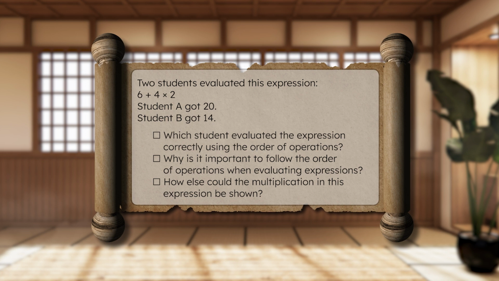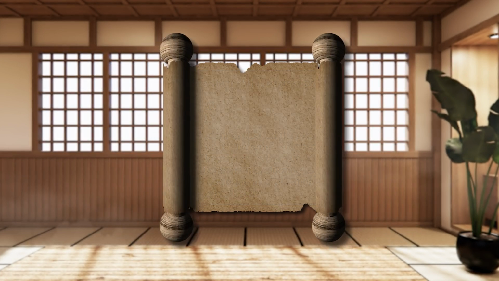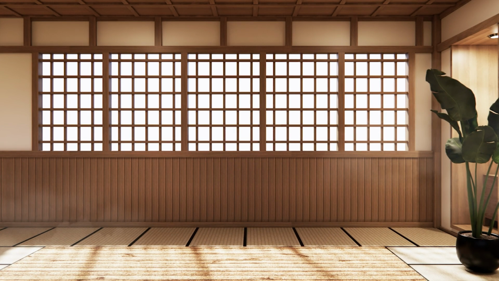Why is it important to follow the order of operations when evaluating expressions? How else could the multiplication in this expression be shown? Study well. The path to mastery begins now.